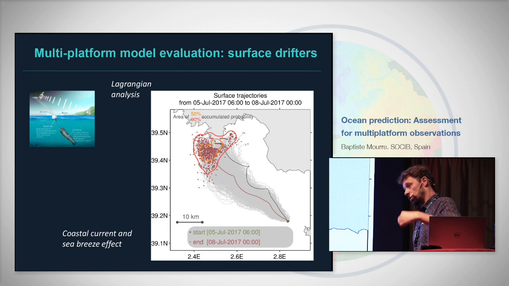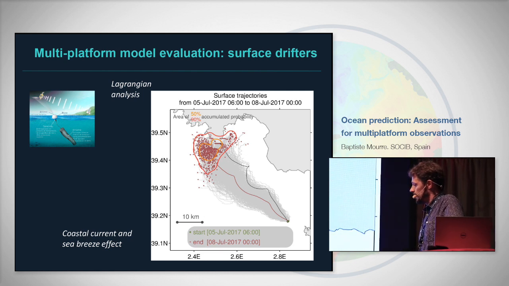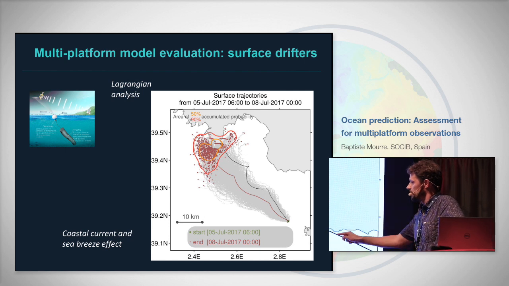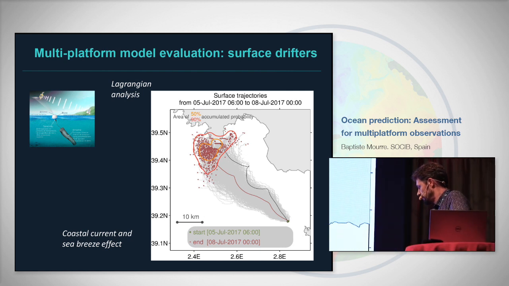So you can also launch particles into your model. The way you do that generally is to launch clusters of particles. You add some diffusion at every time step. These are the particles in red from the model. This is a real drifter trajectory in black.